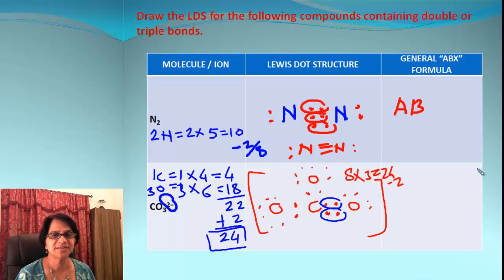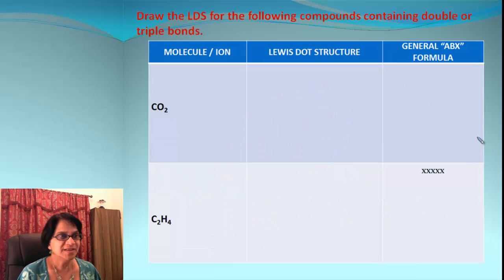And then how do we write the ABX formula? A is the number of central atoms, which is 1. B is the number of peripheral atoms, and we have 3. And there's no X. So that's it. AB3. So let's work on some more practice now.